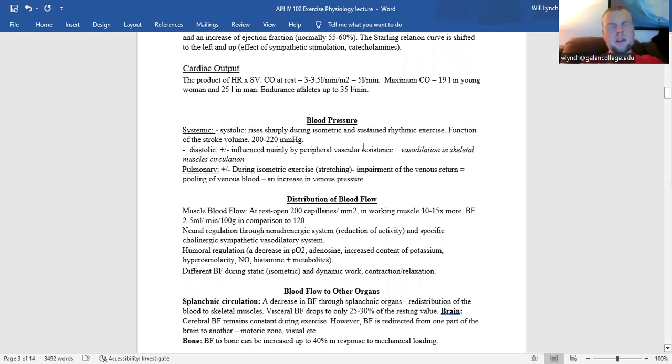Diastolic is going to stay relatively similar. So the diastolic is going to remain somewhat close to what its resting value is. It's going to be influenced mainly by the peripheral vascular resistance.